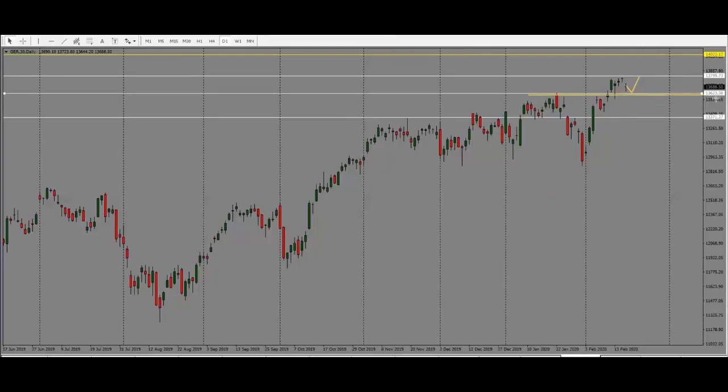If it holds above 13,620, we are looking for a move higher. However, if it breaks through here, then I would look for a move all the way into 13,380. So for now, bias is bearish to neutral.